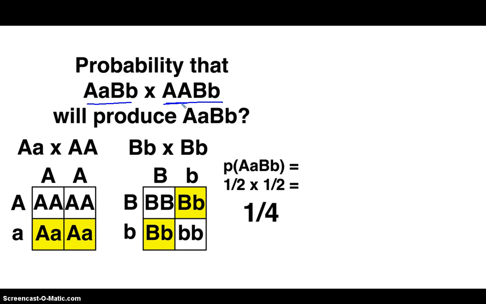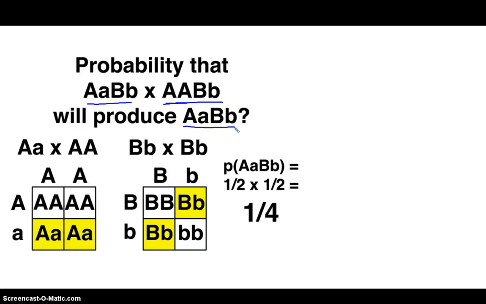So they want to know, if we cross those 2 individuals, what's the probability that we'll produce offspring that are completely heterozygous? Well, what we need to be able to do is look at each trait separately. So we're going to do 2 individual Punnett squares, one for A and one for B.